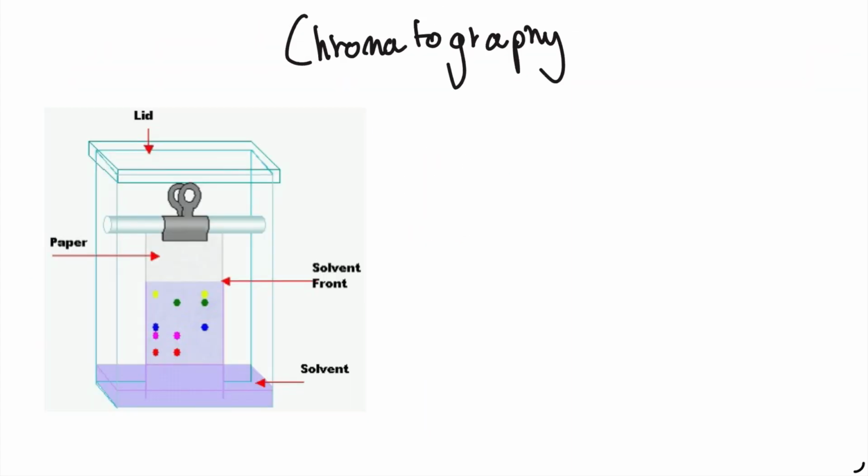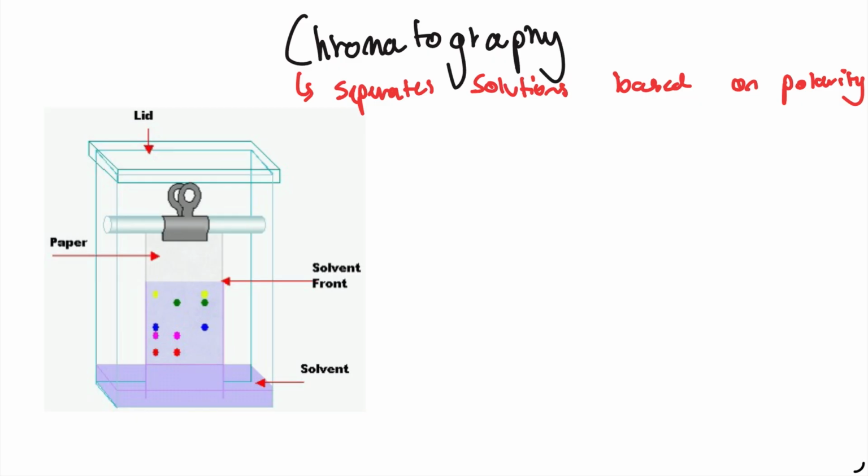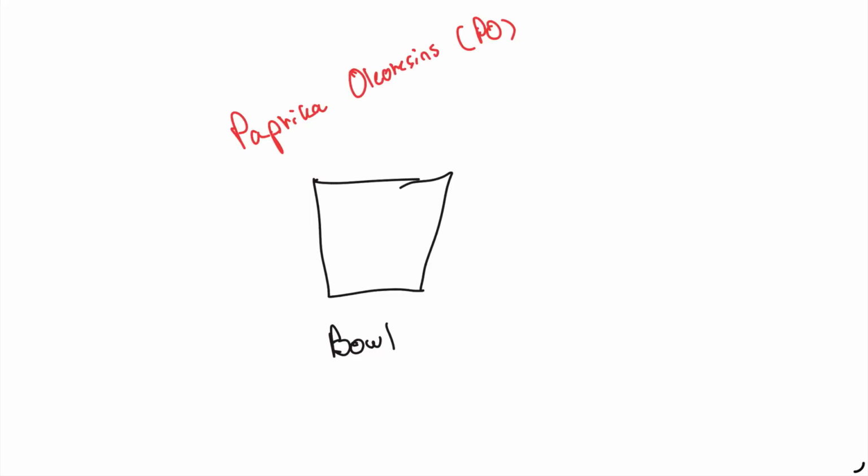Lastly, we have chromatography. Chromatography separates solutions based on their polarity, and it's probably the most complex out of all of them. Let me walk you through chromatography very carefully. Imagine that I take a bowl and I mix in some paprika oleoresins, which I'm going to abbreviate as PO, and also some yellow 5. I'm going to mix these two in my bowl and I'm going to form orange.